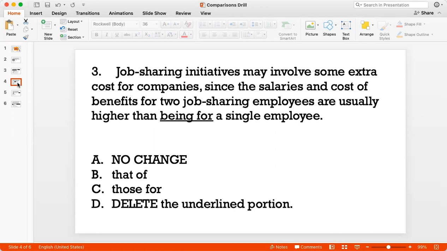So the first thing I notice is that this being is really off here, right? Being is not used like this. Because being is normally used only when you're talking about, for example, when you have the present continuous form of the word is, right? So let me think of an example.